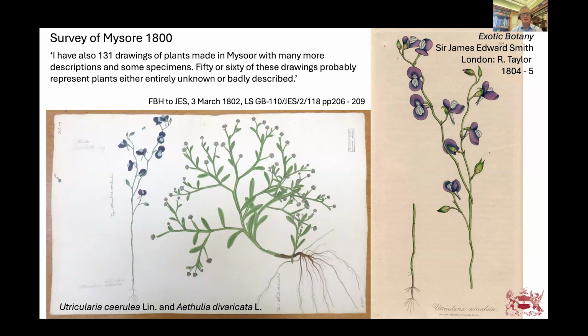In Mysore, he had over 100 drawings made. He was able to work those up when he was in Barrackpore into a catalogue, which is cross-referenced to the drawings. And when he came back to the UK in 1806, he gave those collections to James Edward Smith, with the idea that Smith would work them up into publication. Unfortunately, Smith did very, very little with them.